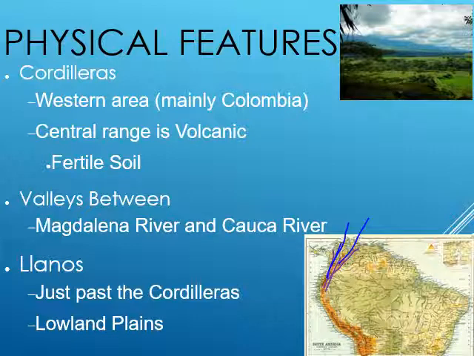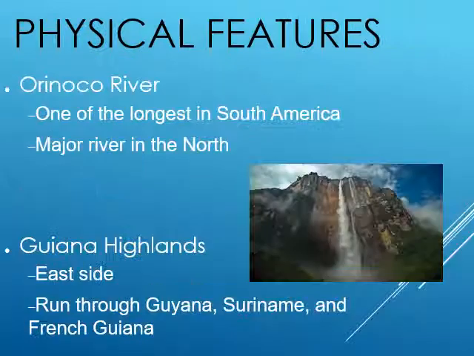And then just to the east of that, just in this area, which I'll circle in red, is the Llanos. Okay, or I'm sorry, not Llanos, the Llanos. If there's a double L in Spanish, it says like a Y sound. So the Llanos are just past the Cordilleras, just to the east of them, and they're a flat lowland plain, kind of like the Great Plains of the United States, or the interior plains of Canada.